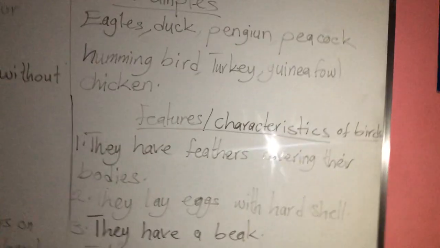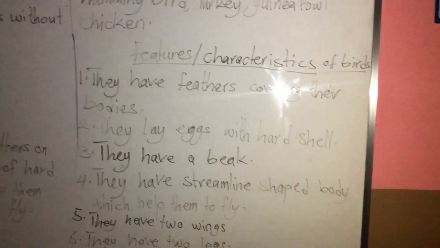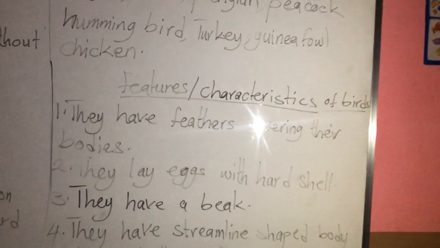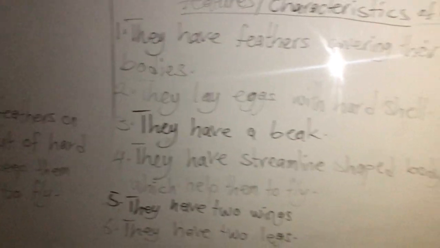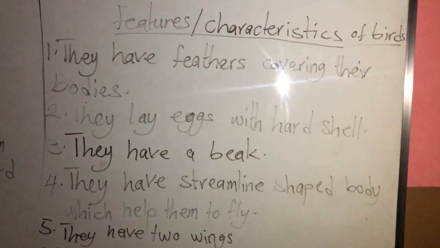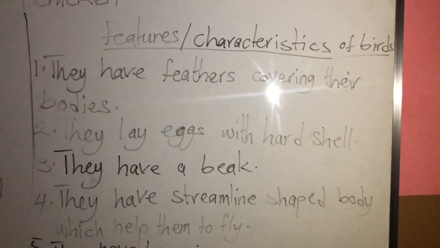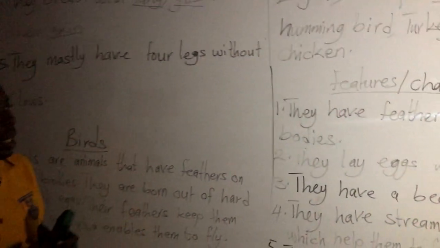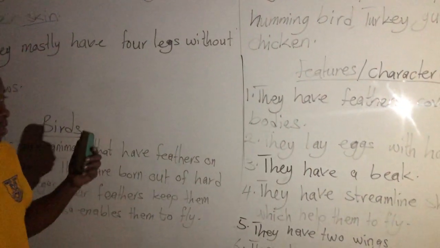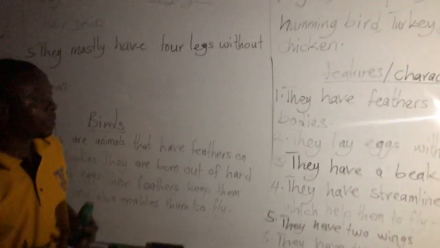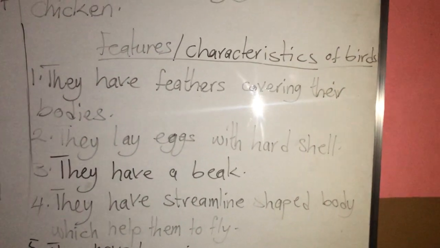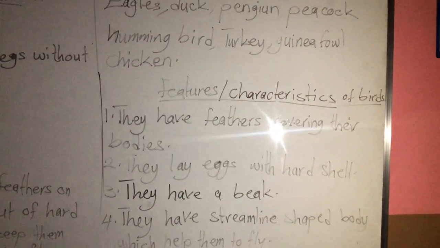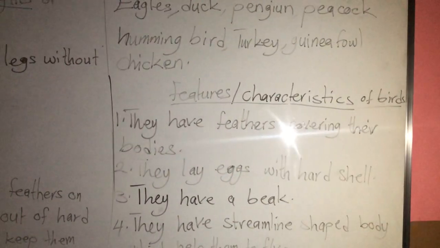Okay, good. Now let's look at some features or characteristics of birds. One, they have feathers covering their bodies. So any animal that has feathers on the body is a bird. Then 2, they lay eggs with a hard shell. The shell, the cover of their egg, is always hard, not soft like amphibians'.